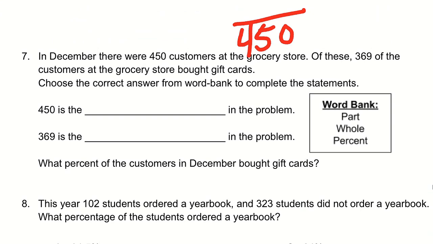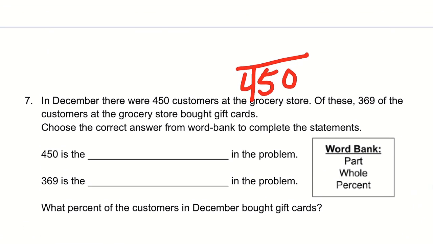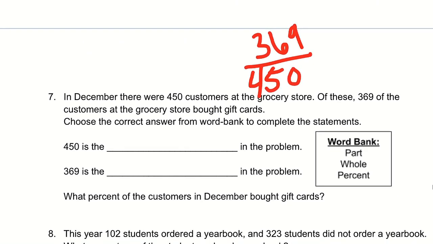And then, of these, 369 customers at the grocery store bought gift cards. So out of the 450, let me move it up a little bit, there were 369 who got gift cards. So I know when I look at a fraction that it is going to be blank over blank. And I kind of already said it. It's going to be part over whole.